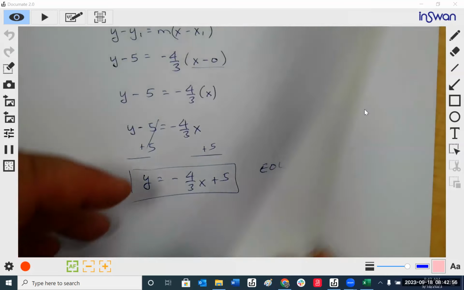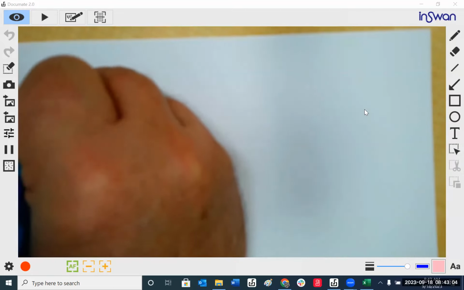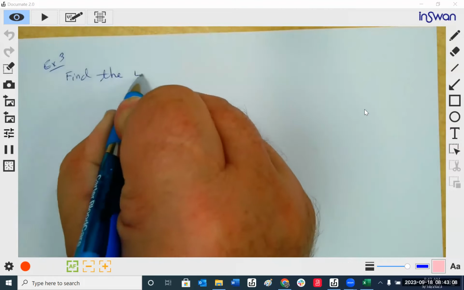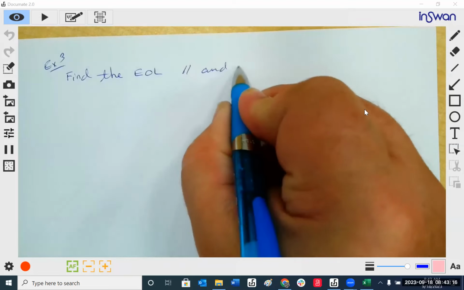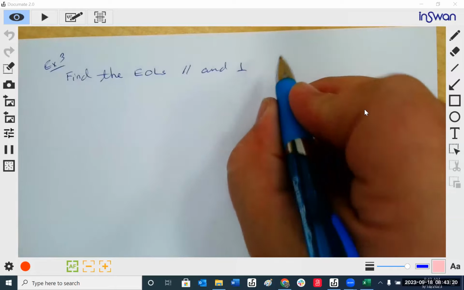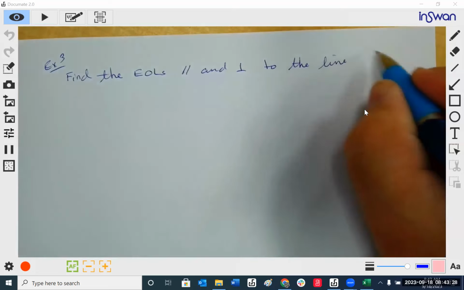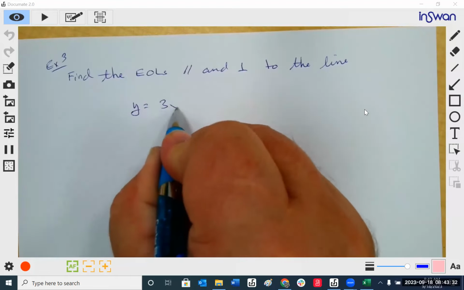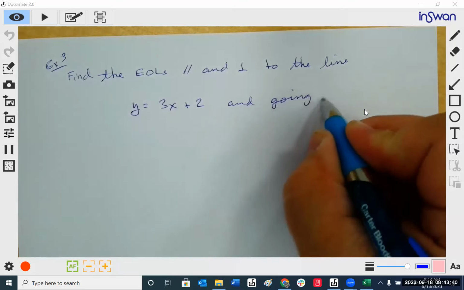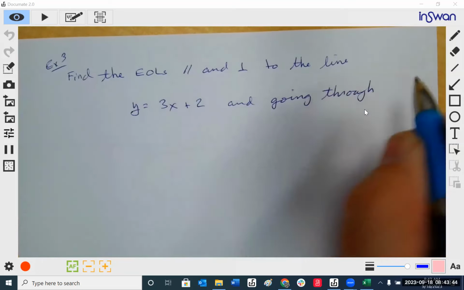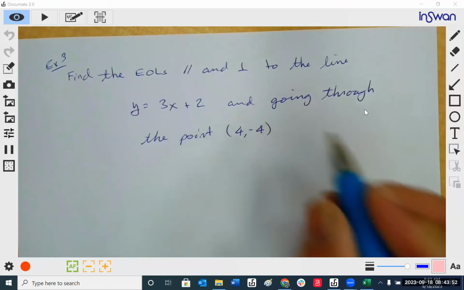Let's review also. This is example 3. Find the equation of the lines parallel and perpendicular to the line y equals 3x plus 2 and going through the point 4, negative 4.